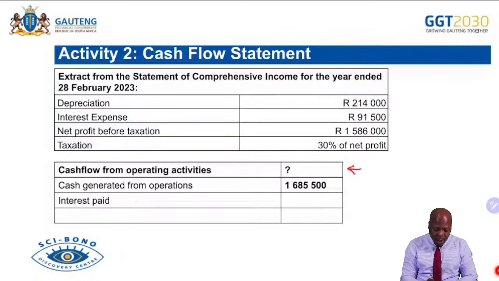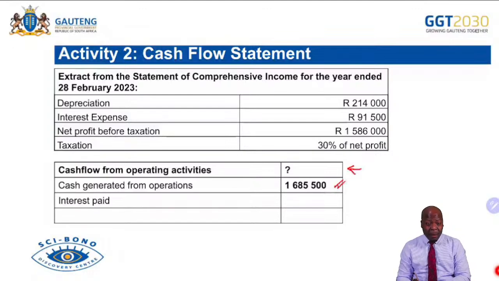And then the cash generated from operations was given, and it is 1,685,500. Do you know how to get this amount? Yes, we have just done that note. You remember the note that we've just finished? That is how you get this amount over there. I now know that everything that comes into the cash flow from operating activities, apart from the cash generated from operations, must be in brackets. In other words, it's a cash outflow.